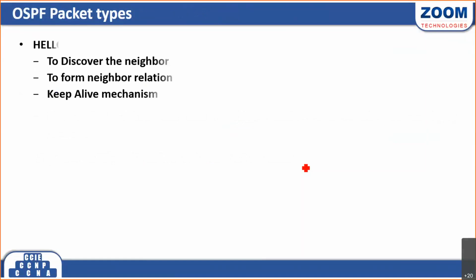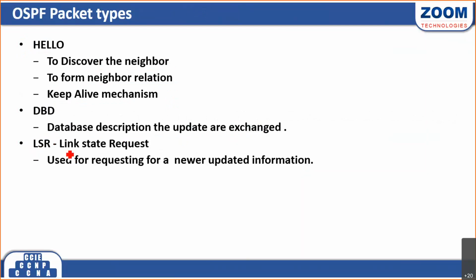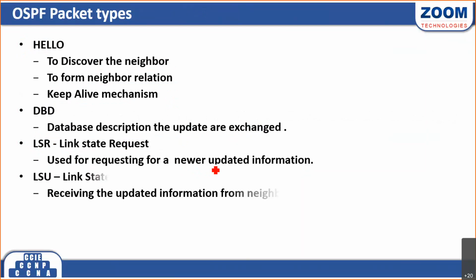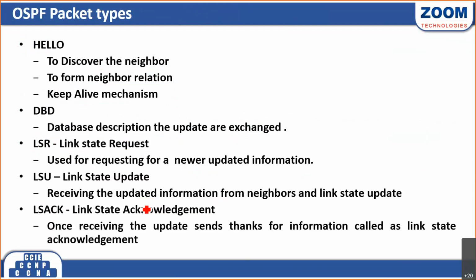OSPF packet types. Hello packet: to discover the neighbor and form the neighbor relation, a keep alive mechanism every 10 seconds. DBD packet, database description, is for exchanging the database. LSR, link state request, is used for requesting new updated information. LSU, link state update, receives the updated information from the neighbor. And link state acknowledgement sends thanks for the information. So these are all the OSPF packet types.